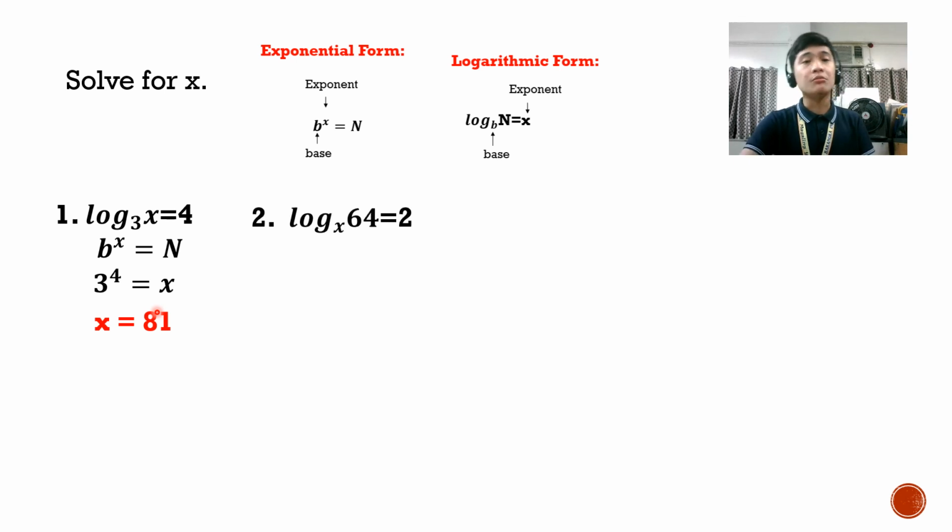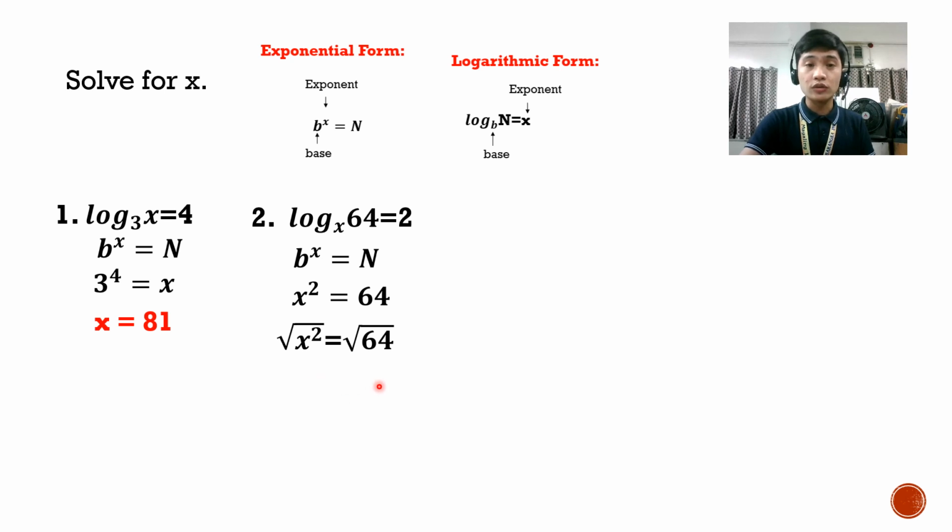Let's have example number 2. Logarithm of 64 base of x is equal to 2. So, paano po natin to aatakihin? Just like what we did on our first example, we will just convert our number 2 to its corresponding exponential form. So, you will have here, b raised to x is equal to n. Yan po yung exponential form. And then, pag ito po ay kinonvert natin sa exponential form, yan po ay x raised to 2 is equal to 64.